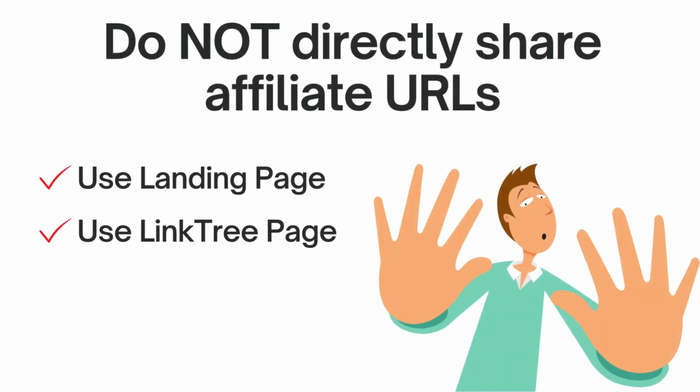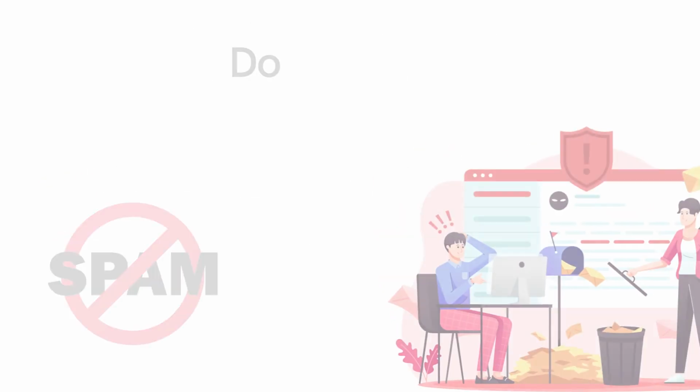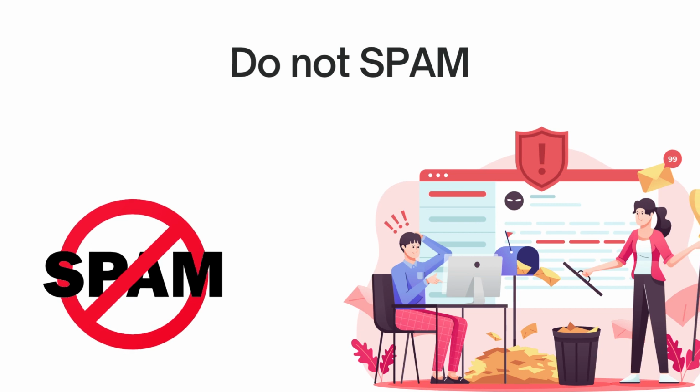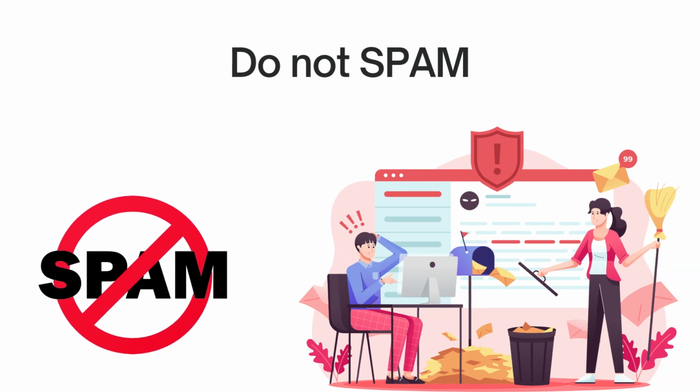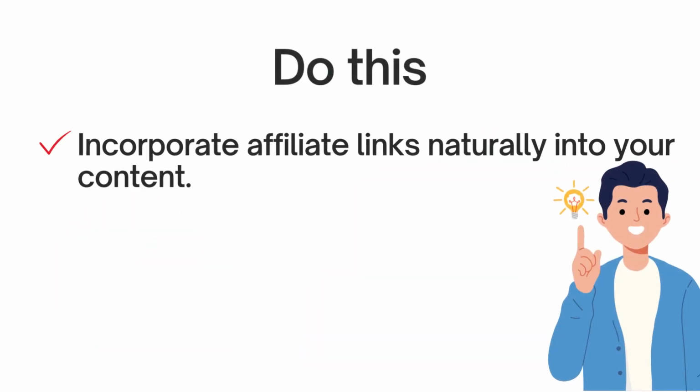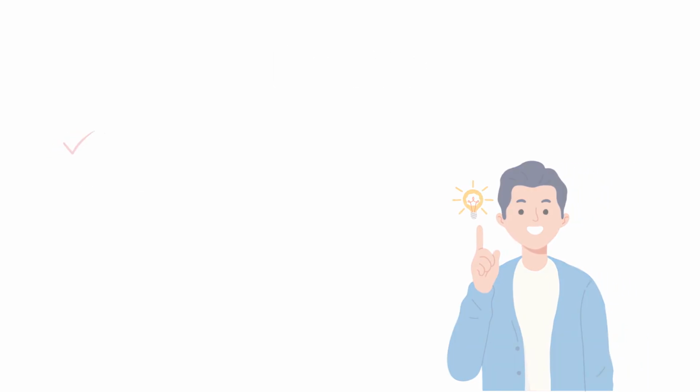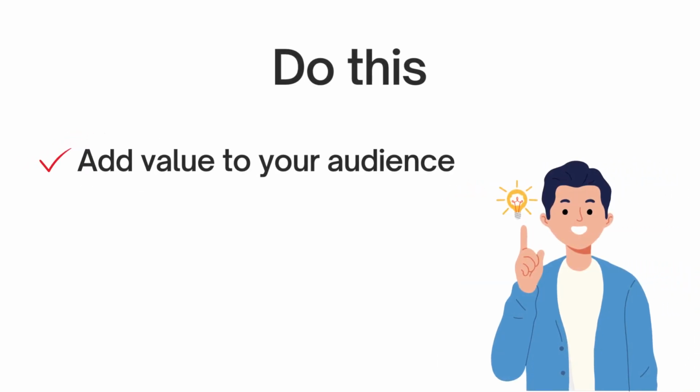Avoid directly sharing affiliate URLs. Instead, use Linktree or a landing page to promote your affiliate products naturally. You can add URLs for each and every post you share, but avoid spammy behavior and resist the temptation to flood the platform with affiliate links. Instead, incorporate your affiliate links naturally into your content, ensuring they add value to your audience.